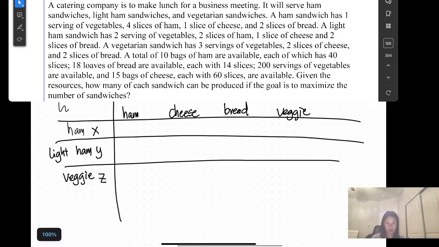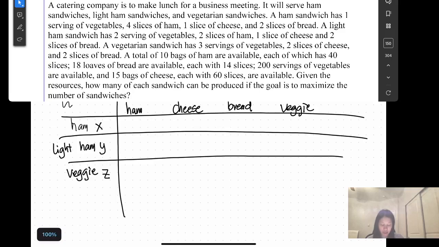Based on the question, the way that we set up is the ham sandwich contains 4 ham, 1 slice of cheese, 2 slices of bread, and 1 serving of veggie. The light ham sandwich is 2 slices of ham, 1 cheese, 2 bread, 2 veggie. And for veggie sandwiches, 0 ham, 2 cheese, 2 slices of bread, and 3 portions of vegetable. But the total amount of ham, they tell you that is what?